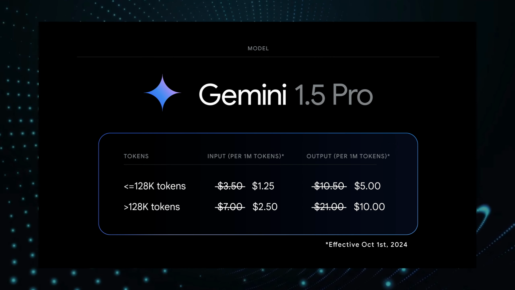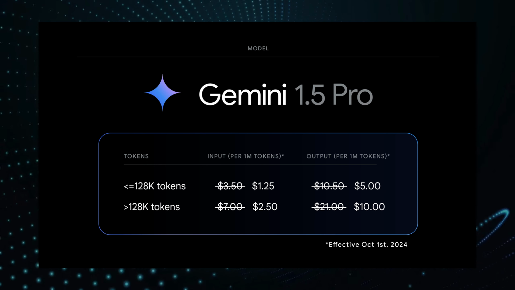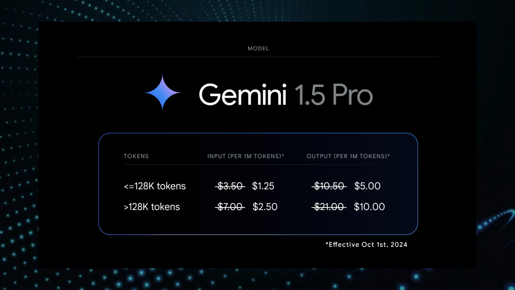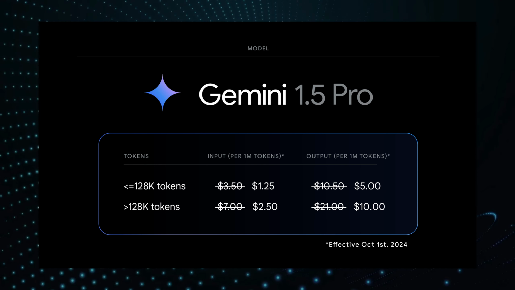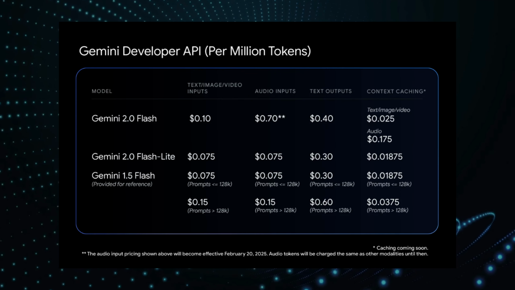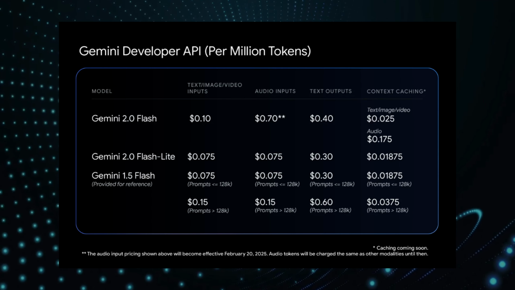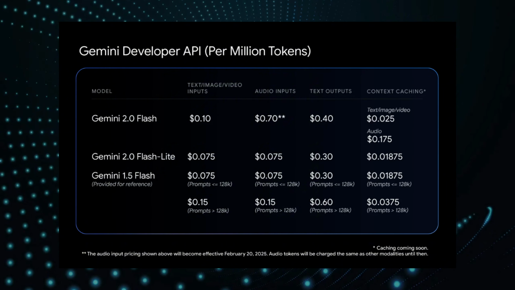The pricing structure for developers wanting to integrate Gemini into their applications is quite detailed. Gemini 1.5 Pro, for example, costs $1.25 per million input tokens for standard prompts and $5 per million output tokens. The Flash variants are more affordable, with Gemini 2.0 Flash costing 10 cents per million input tokens and 40 cents per million output tokens.